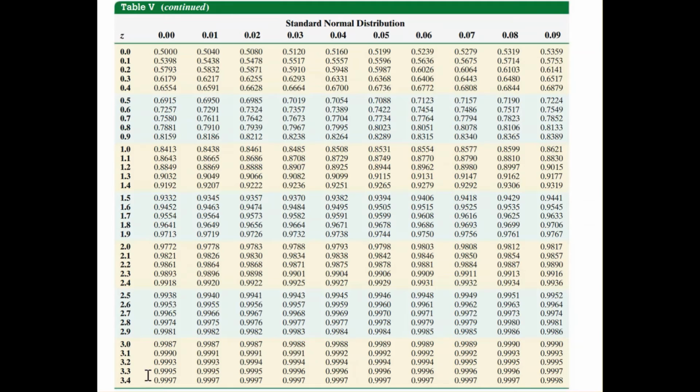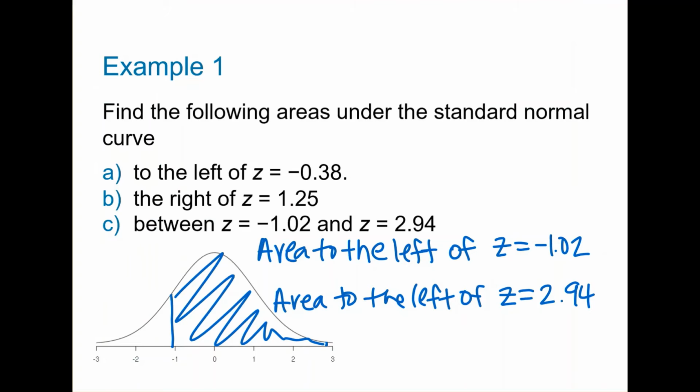Now let's find 2.94. We need to go to the next page to find z equals 2.94. First let's find 2.9, that's right here, and now let's find 0.04, and that's right here, and we have 0.9984. The area to the left of z equals negative 1.02 is 0.1539. The area to the left of z equals 2.94 is 0.9984.